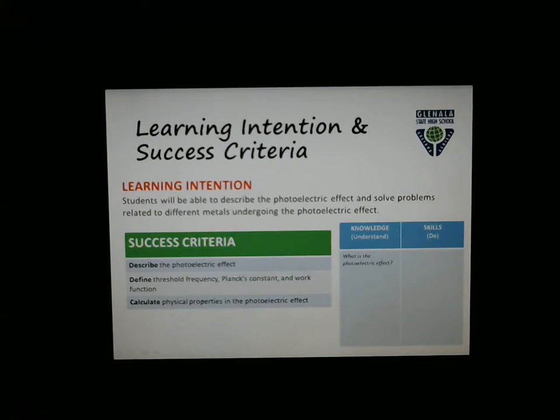So knowledge, what is it? What are these things? If we're going to define them, we need to know what they are, and what physical properties relate to the photoelectric effect if we're going to calculate some. In terms of skills, well, can you do some calculations?